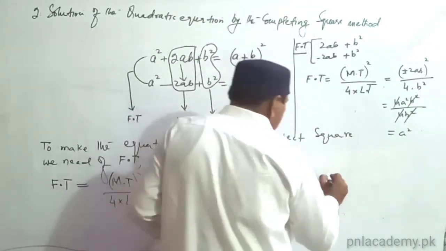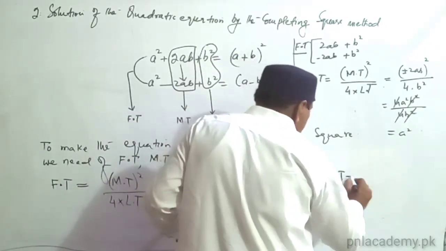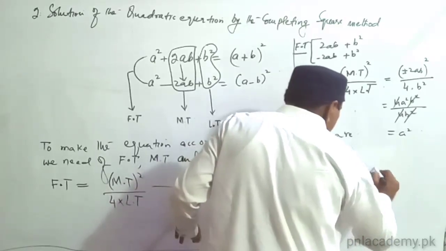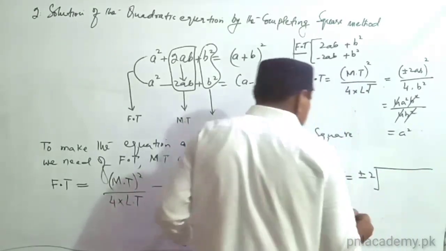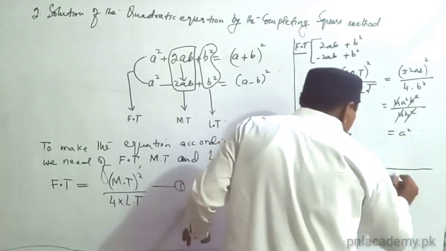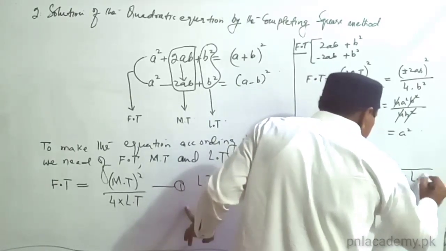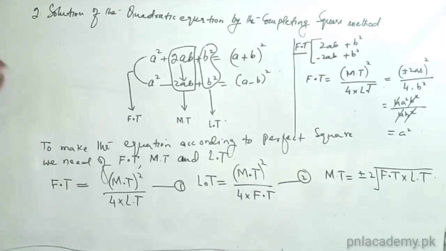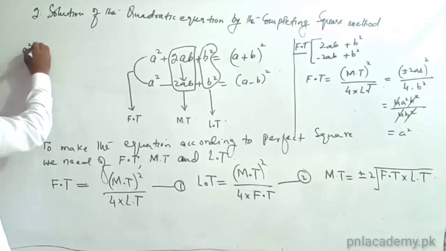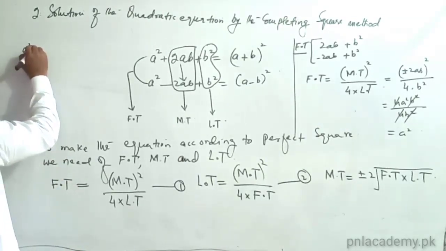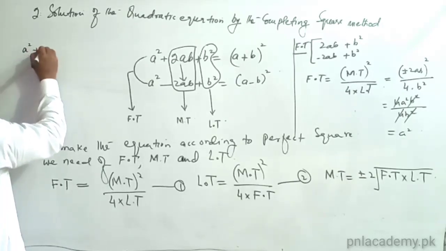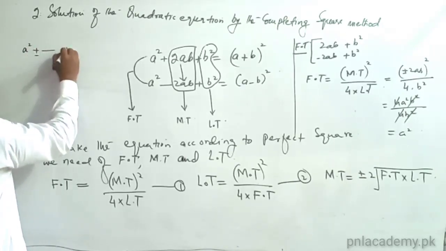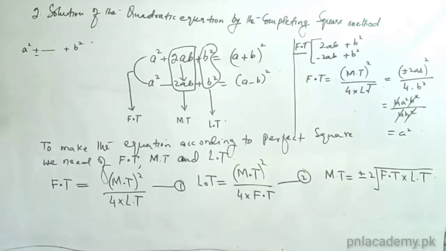And again, the middle term is equal to plus minus 2 times the first term into the last term. So if a square plus b square is given, then the middle term is not given.